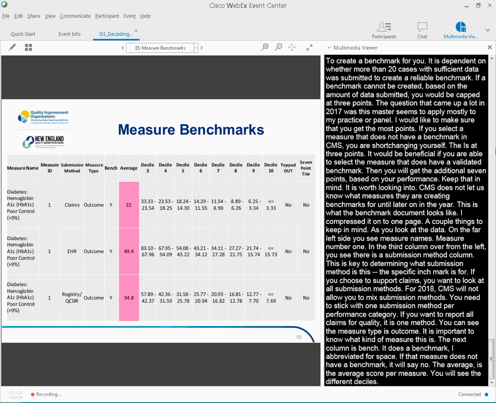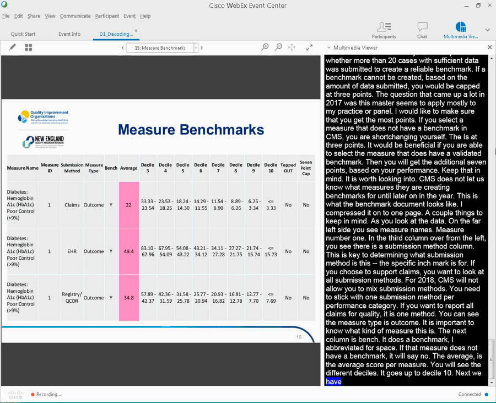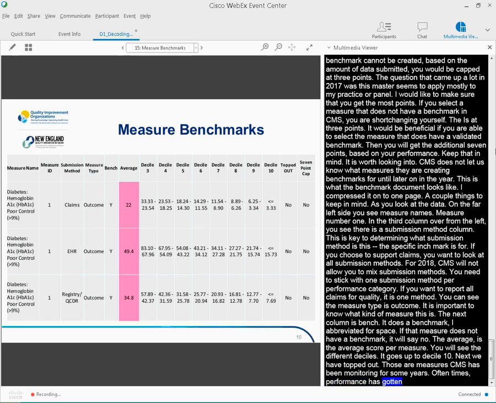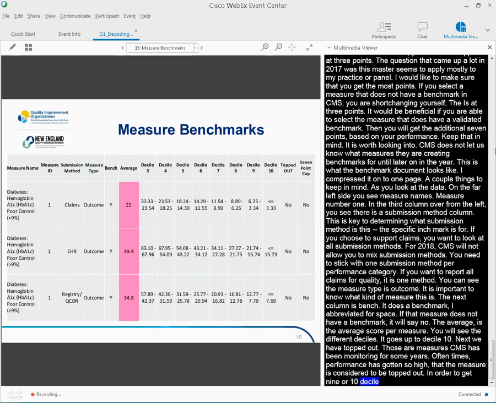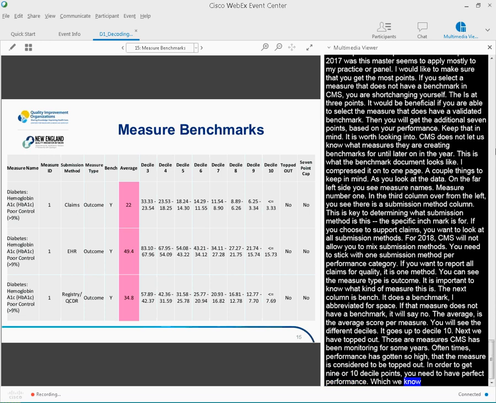Next, we have topped out. Topped out measures are measures that CMS has been monitoring for some years, and oftentimes performance has gotten so high that really that measure is considered to be topped out. So in order to get, let's say, 9 to 10 decile points, you would pretty much need to have perfect performance, which we know is really unlikely because when you're working with patients, it's nearly impossible to get to that 100% performance.